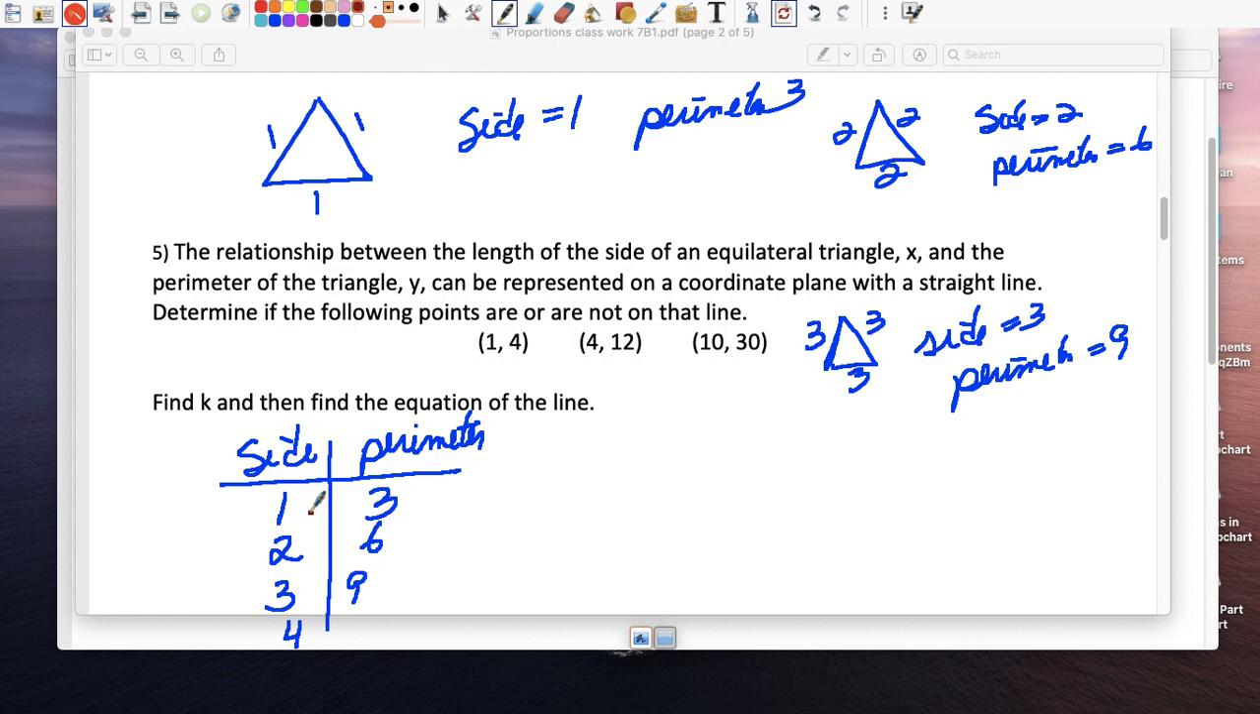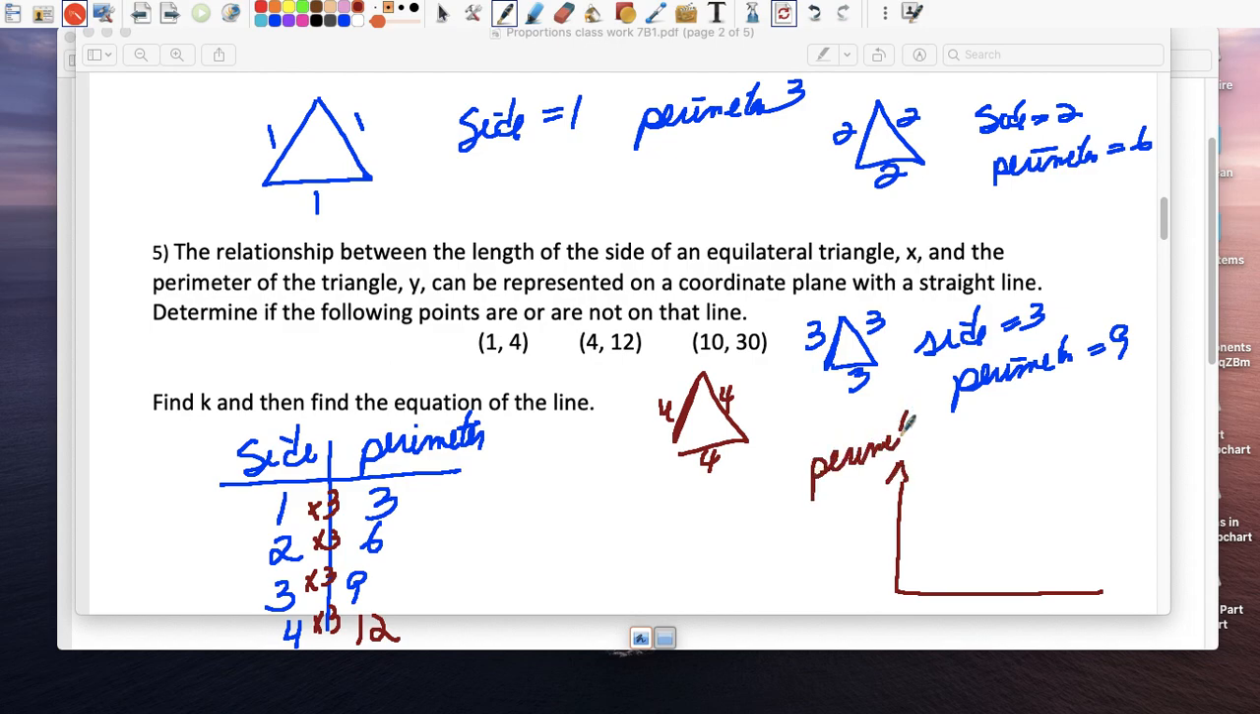So what's the relationship here? Times 3, times 3, times 3. So if you drew a triangle and all the sides were 4, what would be the perimeter of this triangle? It would be 12, right? So if you were to graph this, this would be the perimeter. This would be the sides.